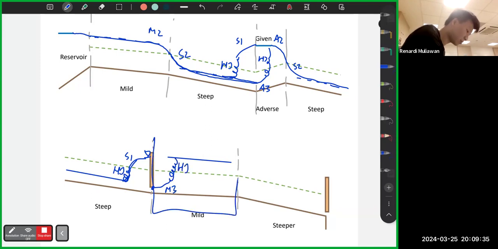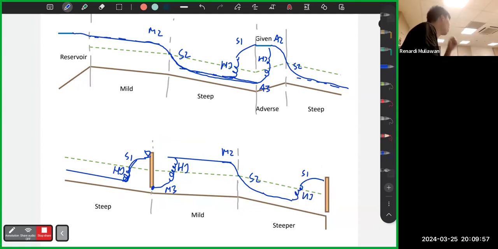Okay, then mild, it's a downstream control. There's something there, so there should be a curve downstream. So the curve is M2. Then S2. And then at A, this case is exactly the same as this case, so you know it's hydraulic jump S1. Once you know, it's like reading. You know the pattern already.